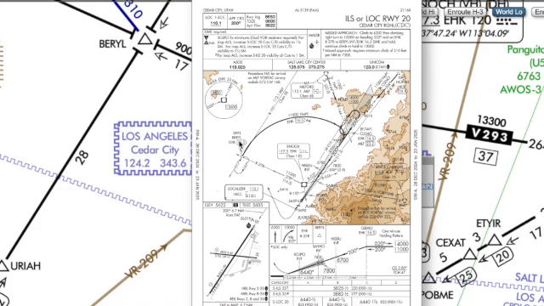ATC clears us to Burl. So Burl is an IAF. So IAF stands for Initial Approach Fix. So that's kind of like the starting point of the maze, like on those childish mazes that they would have on the cereal box. It says like start here. That's what an IAF is. So I'm going to start here at the IAF at Burl. So ATC cleared me to Burl.